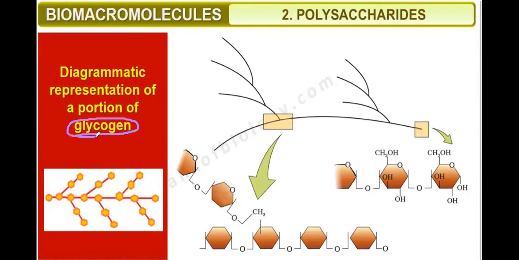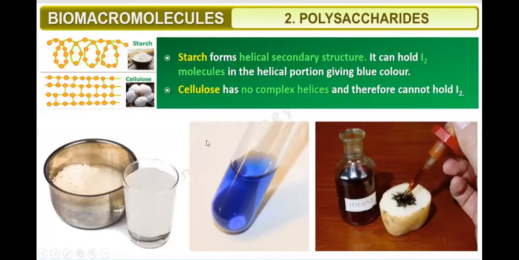Glycogen is also a polysaccharide. So if asked to name the polysaccharide which shows branches, the answer will be glycogen. So there is branching, multiple branches, not single branching. There are multiple branches. I hope this is also clear.